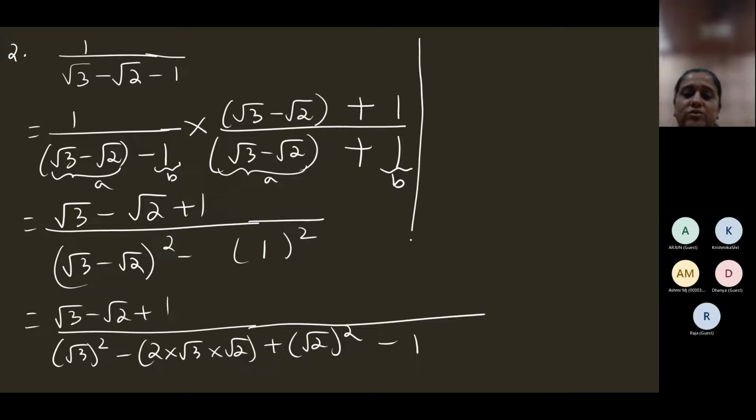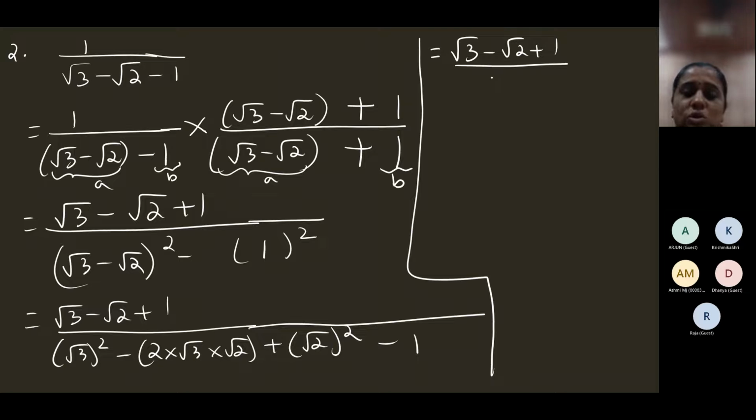Okay, so let me just try to write here. Let me continue here like this. So that is equal to the numerator as it is, root 3 minus root 2 plus 1 divided by what is root 3 the whole square? 3. Minus, what is 2 into root 3 into root 2? Root 6. See, 2 root 6. Very good. Then plus 2, minus 1.